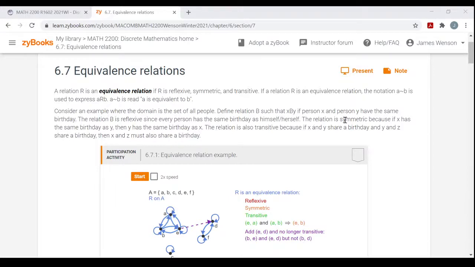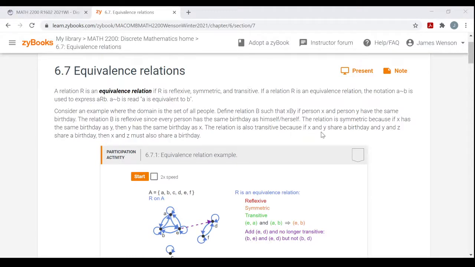The relation is symmetric, because if X has the same birthday as Y, then Y has the same birthday as X. So again, if you were looking at a graph, that means if X has an arrow going to Y, then you're going to see an arrow going right back to X, from Y to X, and that's always happening for every pair of people, X and Y, with the same birthday. And the relation is also transitive, right?